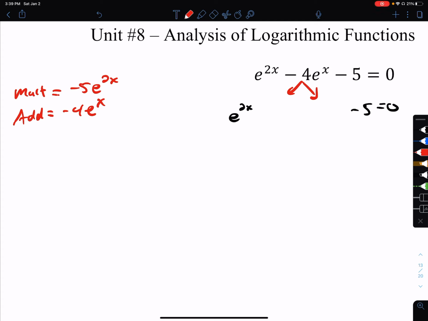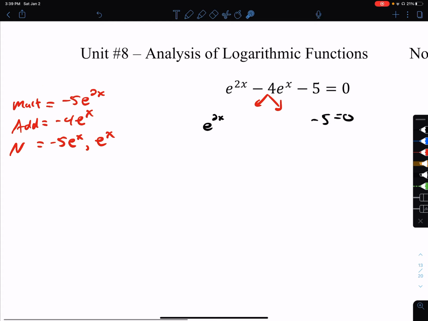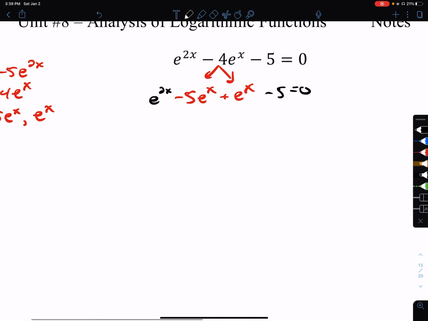What might those terms be? Well, how about a negative 5e to the x and a plus 1e to the x? If you add those, you get negative 4e to the x. If you multiply them, negative 5 times 1 is negative 5. When you're multiplying with the same base, you add the exponents. x plus x is 2x, so that works. So this middle term gets split into a minus 5e to the x and a plus e to the x. That is splitting the middle term.